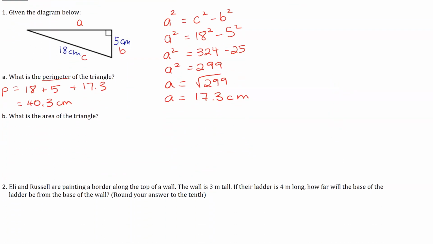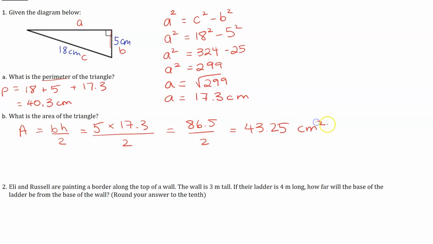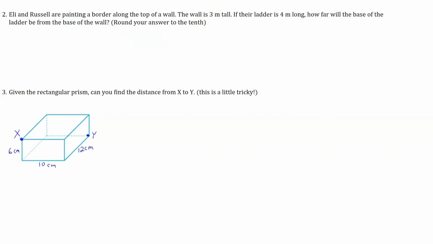Part B says, what's the area of the triangle? Remember, area is base times height divided by 2. In this case, the base is 5, and the height is our 17.3 that we found. Then we divide that by 2. So 5 times 17.3 gives us 86.5, divided by 2 gives us a total area of 43.25 centimeters squared.